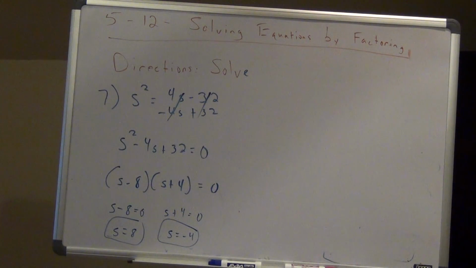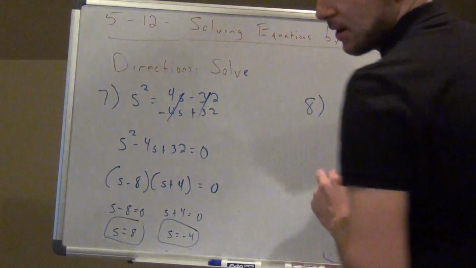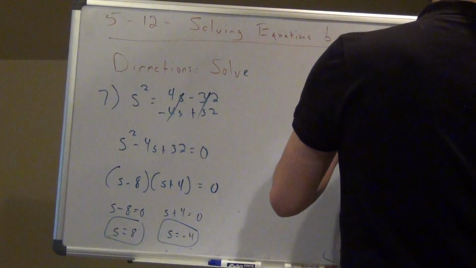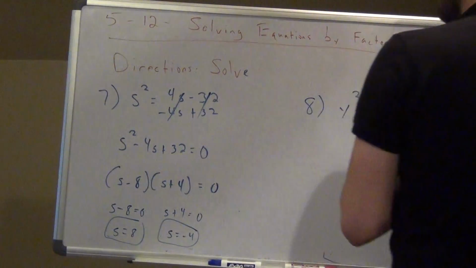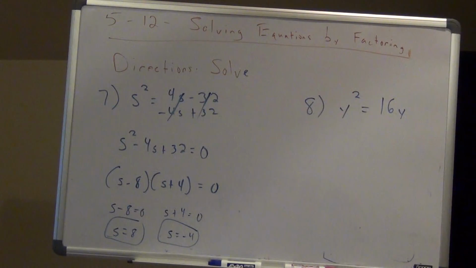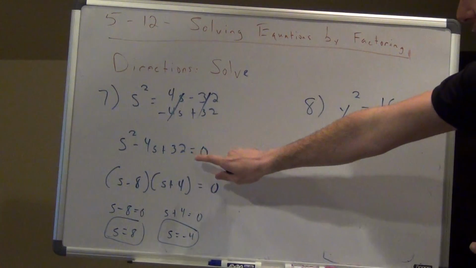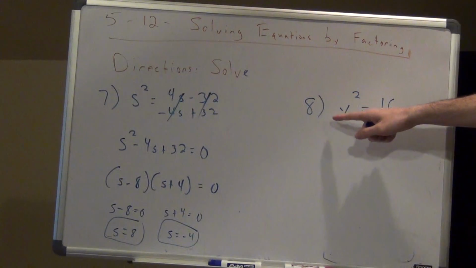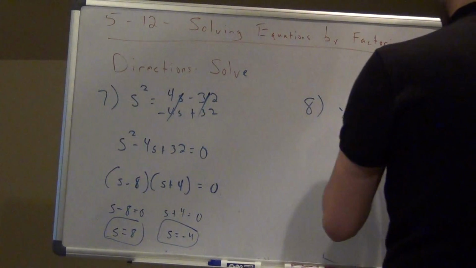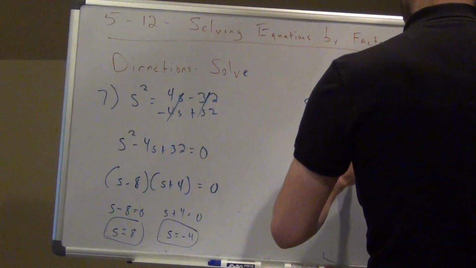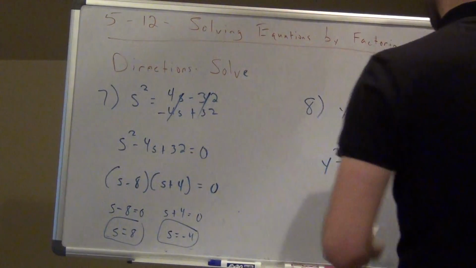All right, guys. Just a couple more. All right, so number 8. So now you get y squared equals 16y. You're like, whoa, this is different. There's not 3 things, only 2 things. What am I doing here? Again, first thing, get it set equal to 0. Bring this over where the squared term is positive. So I'm going to subtract 16y on each side. So I'm going to get y squared minus 16y equals 0.